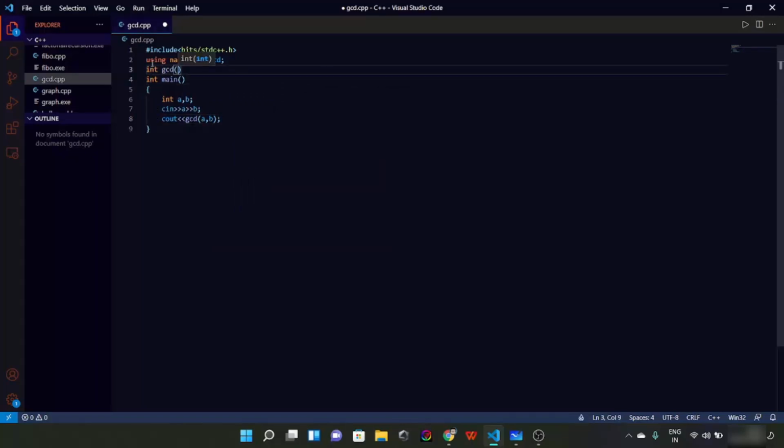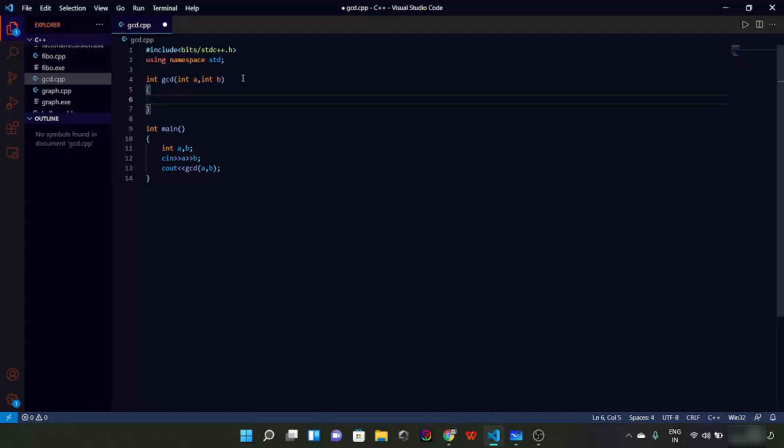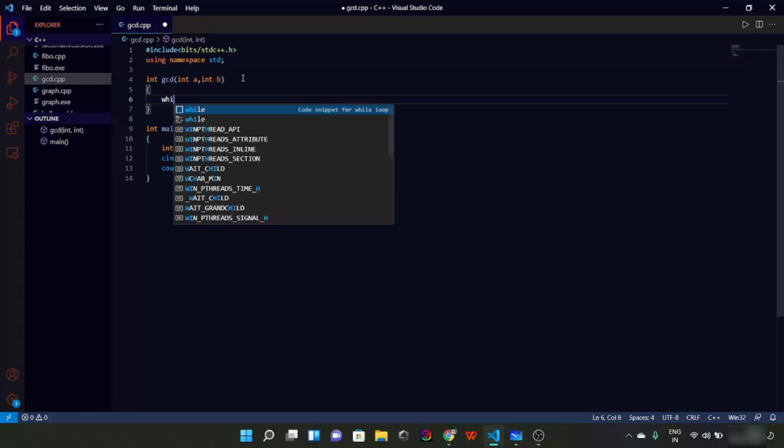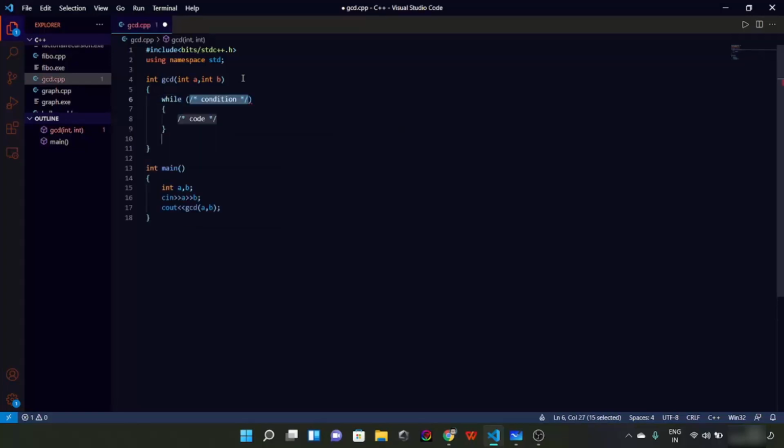Let's have a function GCD where we will declare two variables, int A and int B. Now there is going to be a while loop. So let's have a while loop. So what would be the condition? That A not equal to B, the loop would run till then, right?